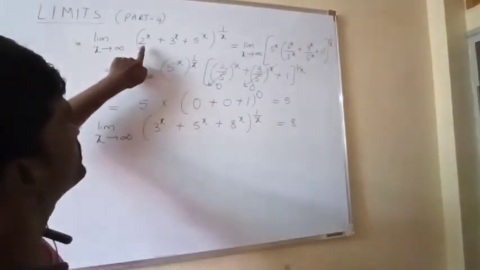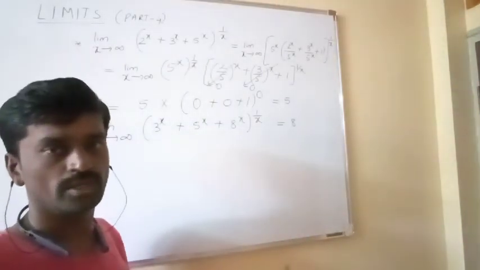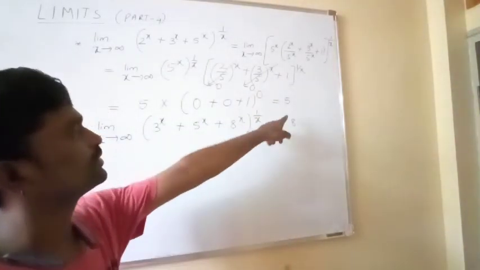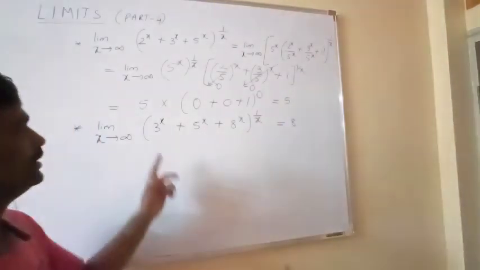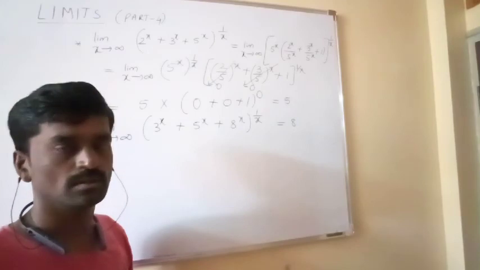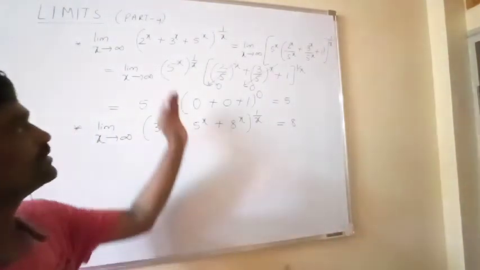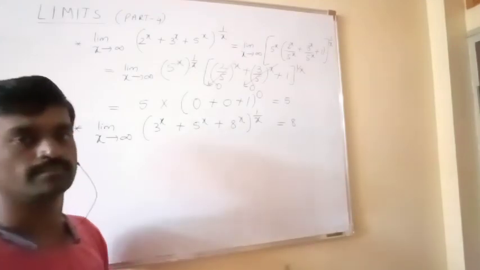Because here observe the bases 2, 3, 5. Among those three numbers, which is the more? 5 is more. So the answer is 5. Here, 3, 5, 8. Among these three, which base is highest? 8. So the answer is 8. With the same procedure, you will get the answer 8.